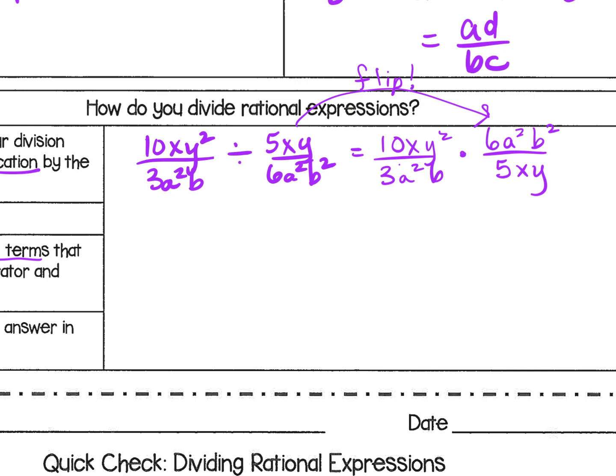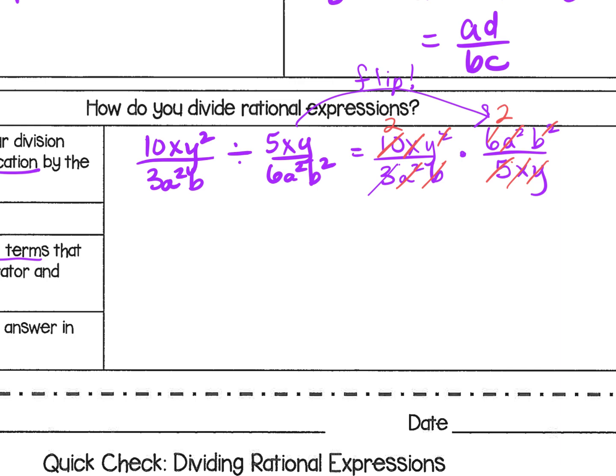Now we can do our thing. Good practice for you, so go ahead and reduce this thing. What can we reduce? I always start with the numbers. 3 will go into 6, right? Okay. 5 will go into 10. All right, we got some x's, so I got an x and an x. I got a y and a y squared. I got an a squared and an a squared, and a b and a b squared.